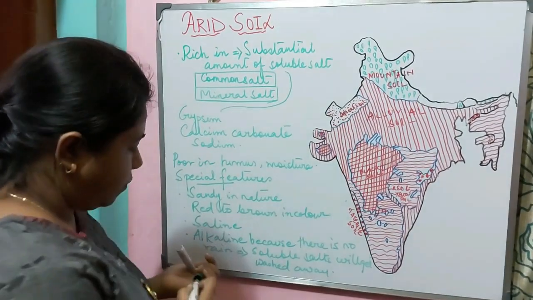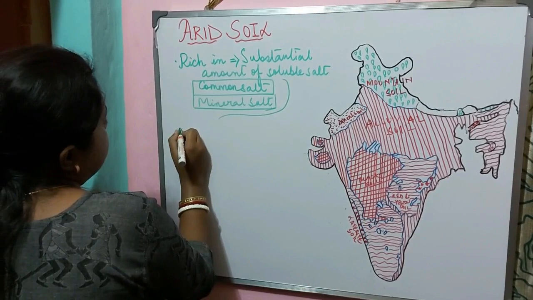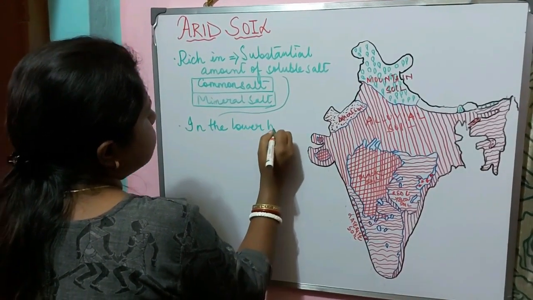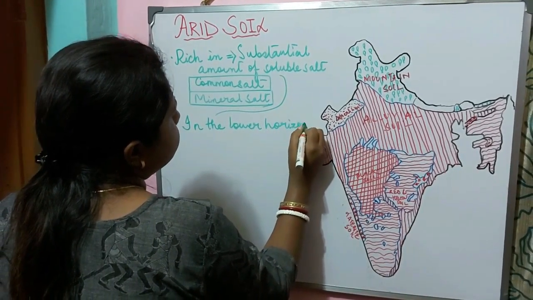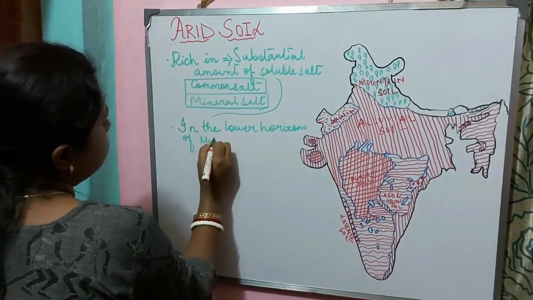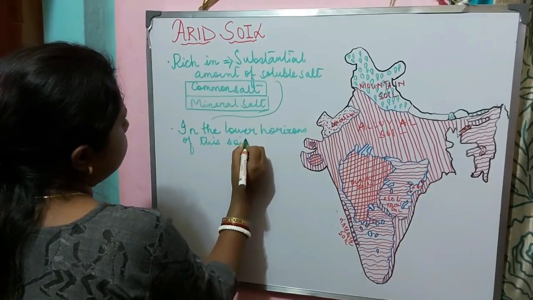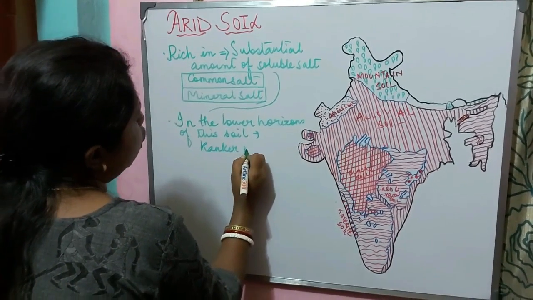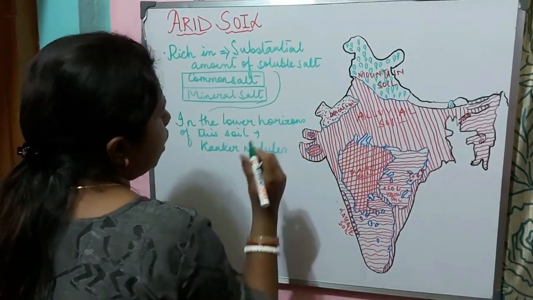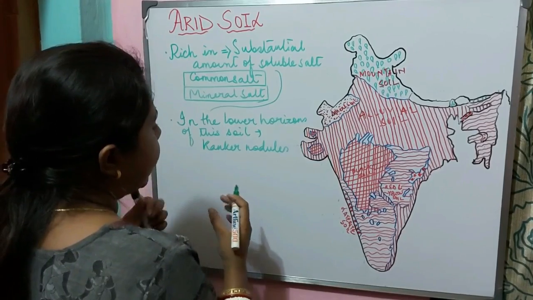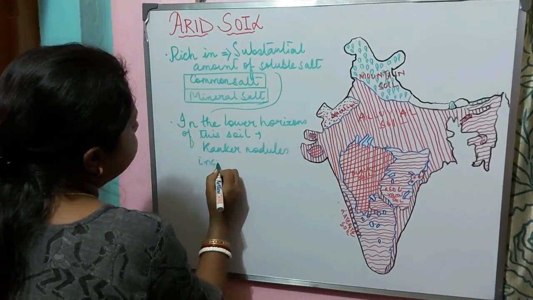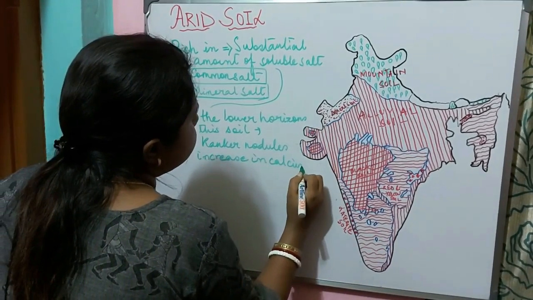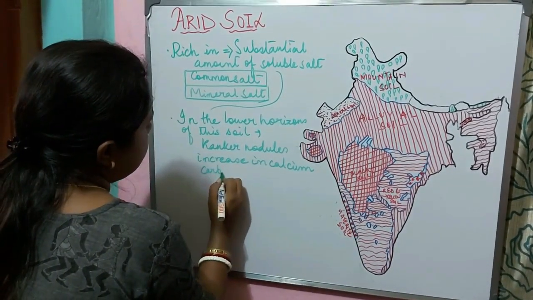Am I right? Let us see. In the lower horizons of this soil, what will we find? We will find conker nodules. Why can we find these conker nodules here? Because of the increase in calcium carbonate.